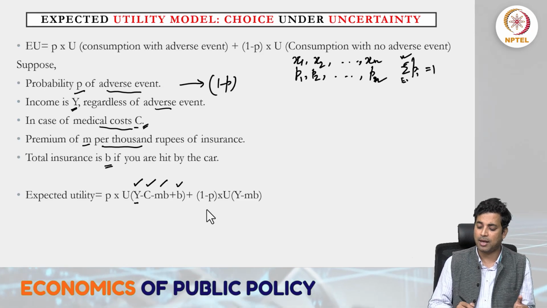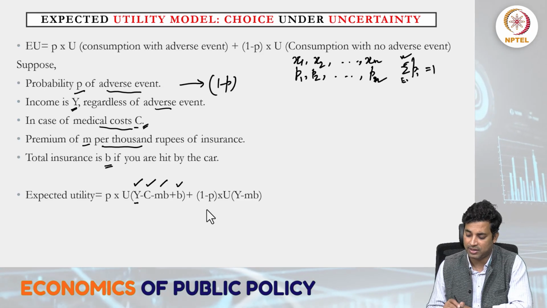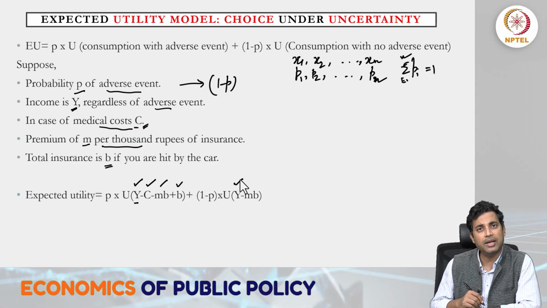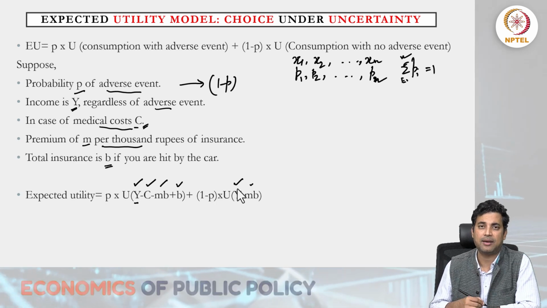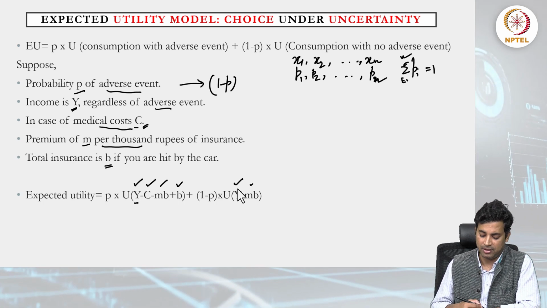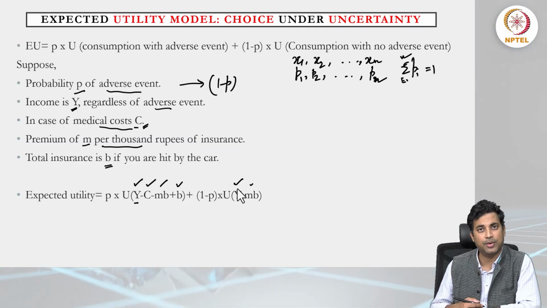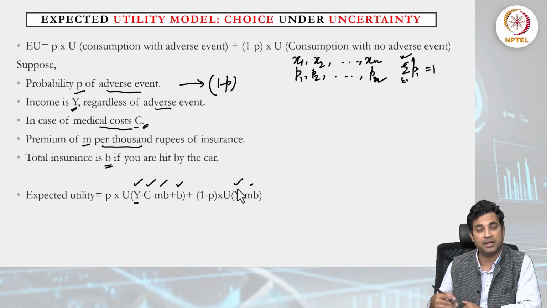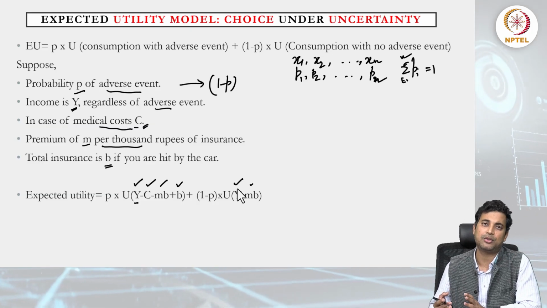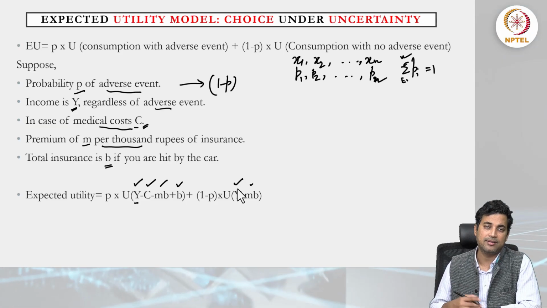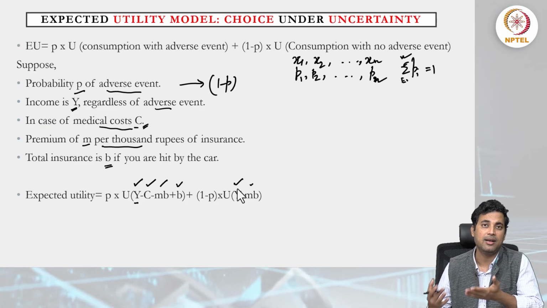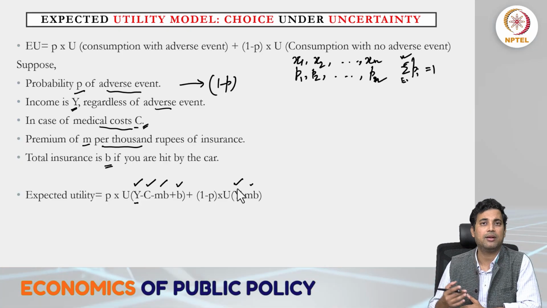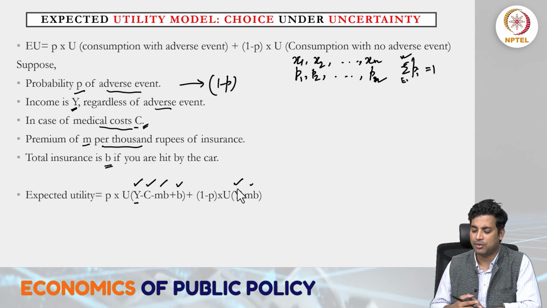In the case of consumption, the utility for consumption with no adverse event is pretty simple and clear, which is just the total income minus the total insurance premium that I'm paying. If I have bought 10 lakhs or 20 lakhs of insurance, and the premium is say 250 rupees per 1,000, that is how it gets calculated. That is the total insurance amount I need to pay in a year or quarterly, whether I claim or not. That is what happens with consumption with no adverse event.